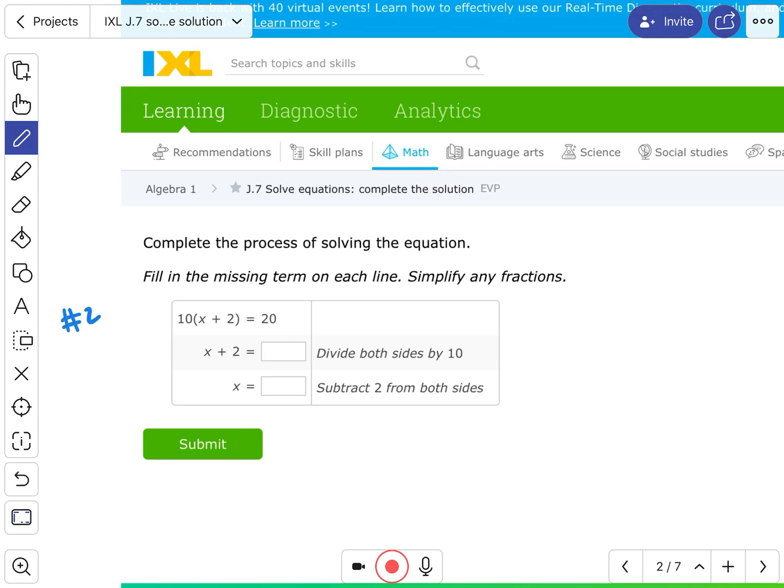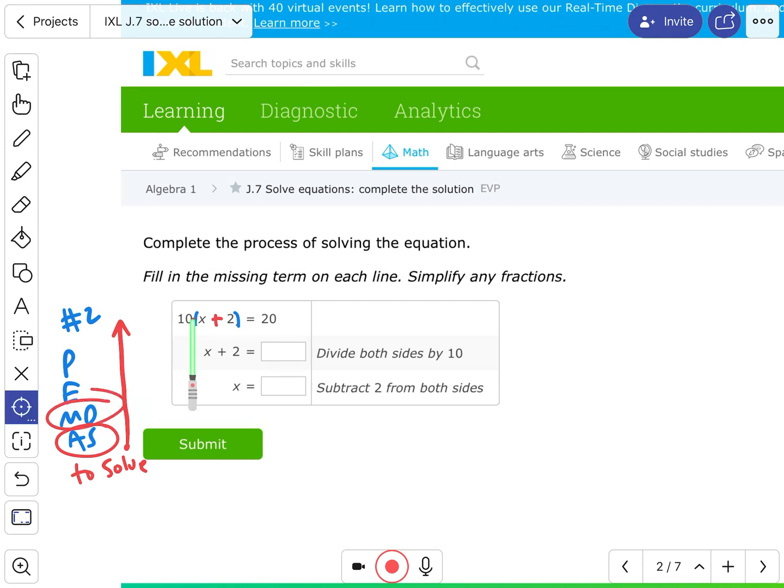So number 2, and here you could see if we follow PEMDAS, we have parentheses, we have multiplication, the 10 is touching the parentheses, so that's multiplying, and we have addition. So if we have addition, we're going to start at the bottom and go up when you're solving, right? When you're solving, you're doing the opposite of PEMDAS. So we have addition, subtraction, and then we have the multiplication, division, and then you have the parentheses, right? That's what you're going to do last.